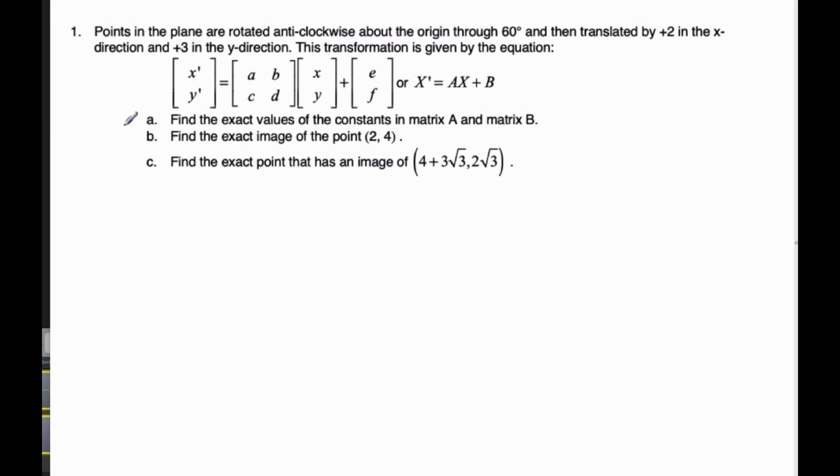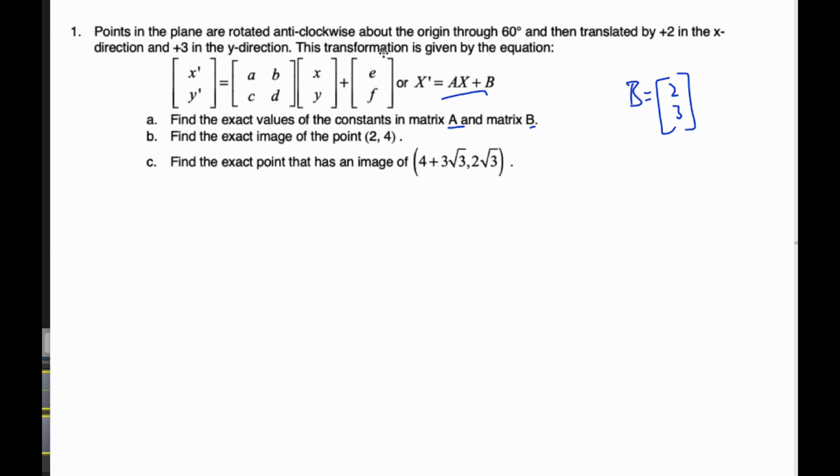So let's try an example of one. Points in the plane are rotated anticlockwise about the origin through 60 degrees, and then translated +2 in the x direction, +3 in the y direction, and this is the equation for it. Find the exact value of the constants in matrix A and B. Well, from here, this is matrix A, and this is matrix B, which I can see from this equation. So matrix B is quite easy. It's +2 in the x and +3 in the y. So I know that B will be 2 and 3.